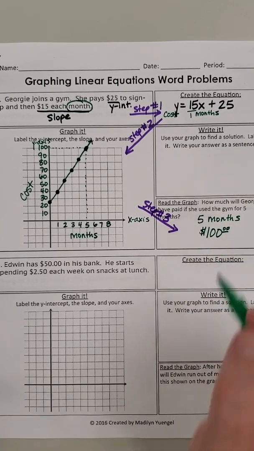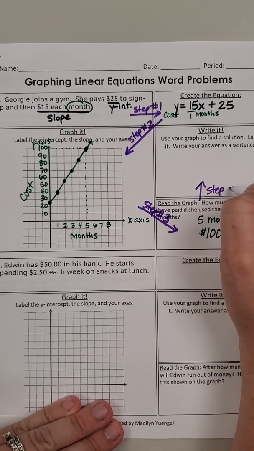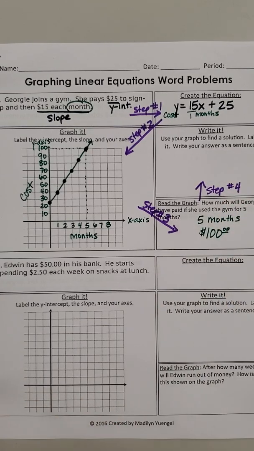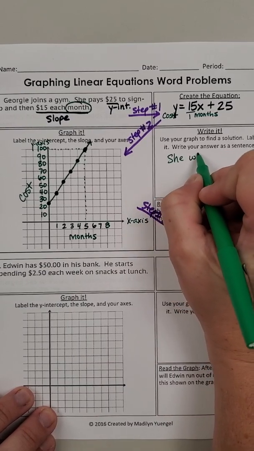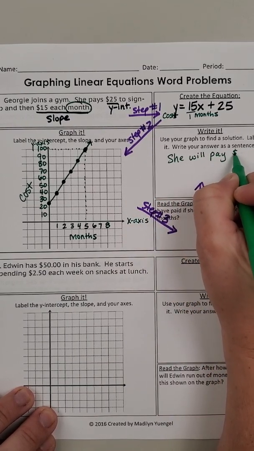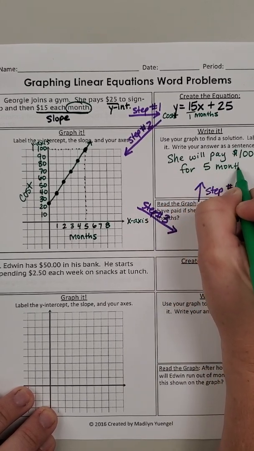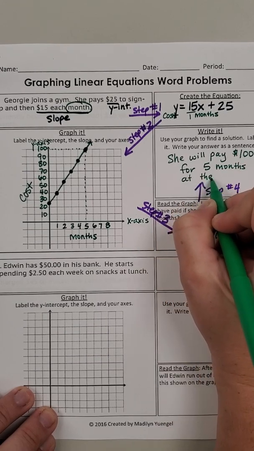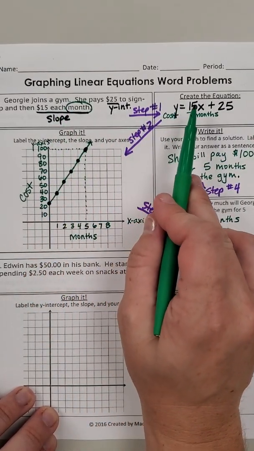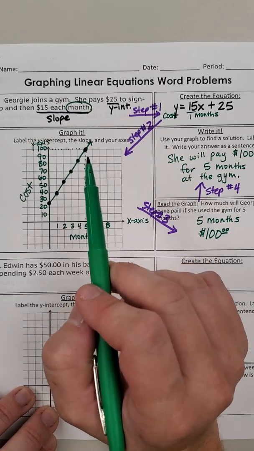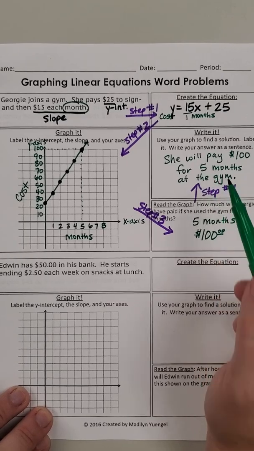So now, once I kind of know what the number means, I'm going to finish my answer off with writing it as a sentence. She will pay $100 for 5 months at the gym. So this sentence kind of summarizes my entire thought process from the word problem to the equation to the graph to the specific point that they're asking me to find. And then I just made it into an actual sentence.